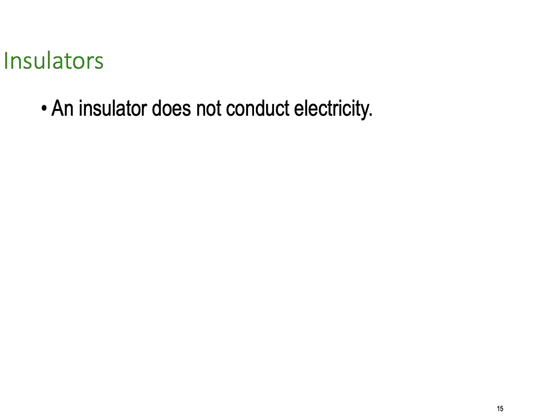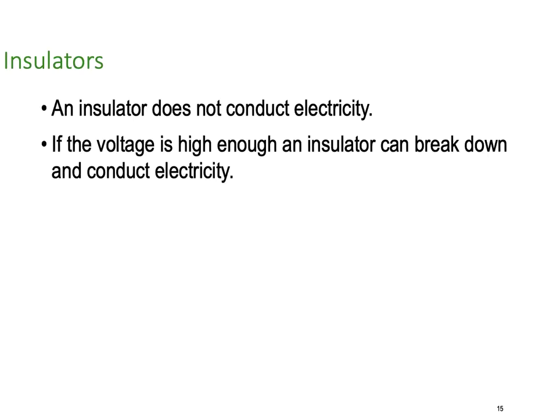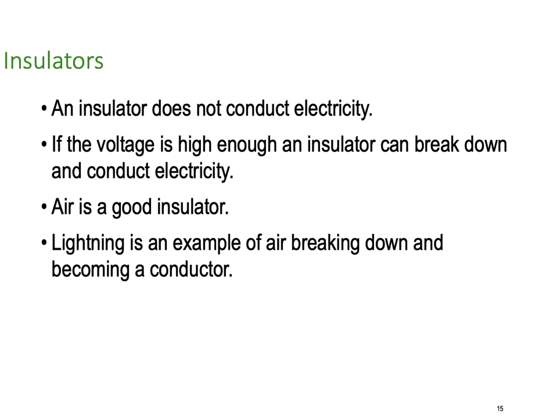Now to insulators, kind of the exact opposite. An insulator does not conduct electricity. If the voltage is high enough, an insulator can break down and become a conductor. Air is a good insulator, but if you've ever seen lightning, even air can become a conductor. Lightning is an example of air breaking down and becoming a conductor, and you see light being emitted. You don't see the electrical current flow, but you see the light that's produced.